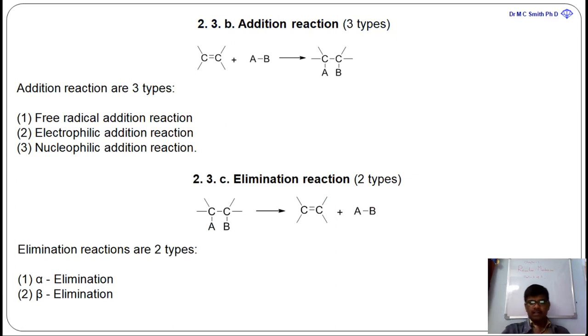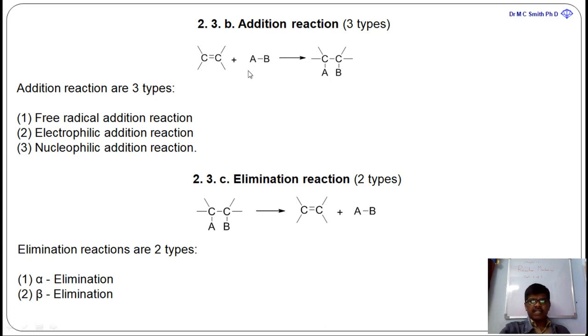So again, there are some more divisions among this: free radical, electrophilic and nucleophilic. Next lesson, we will learn in detail about substitution reactions. Second one is addition reaction. Just now what I said, addition reaction is a reaction where some reagent AB adds to the reactant to give product, is known as addition reaction.